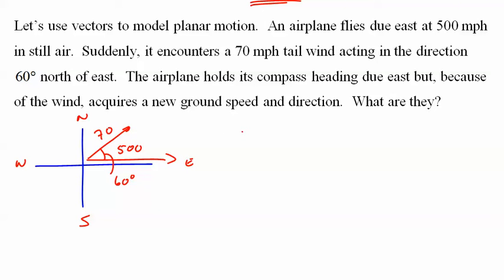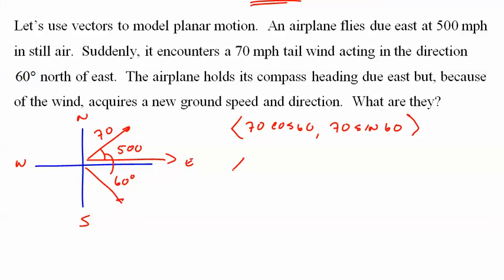The wind breaks into 70 cosine of 60 and 70 sine of 60. And I put all this in the first quadrant to make your life easy, but you might have to slap negatives in there, even though it never says negative. If it was down here, then both of these would be negative. If it was going this way, then the y would be negative. So you gotta use a little bit of common sense here.